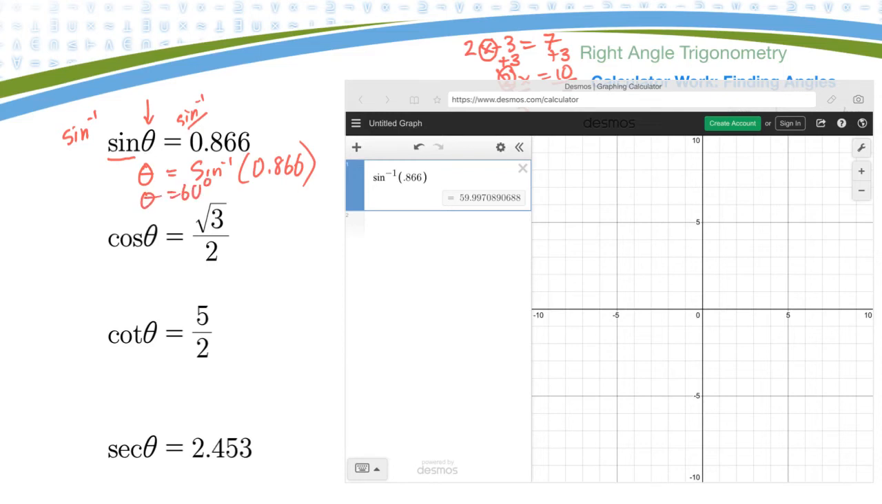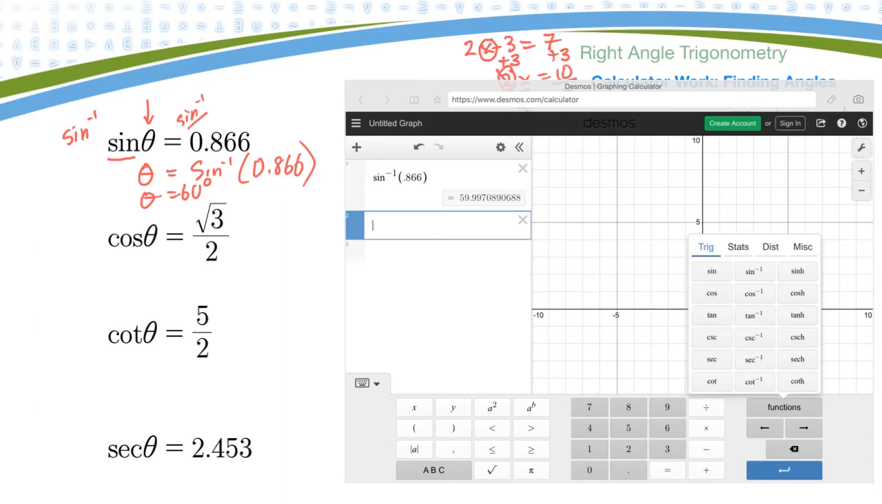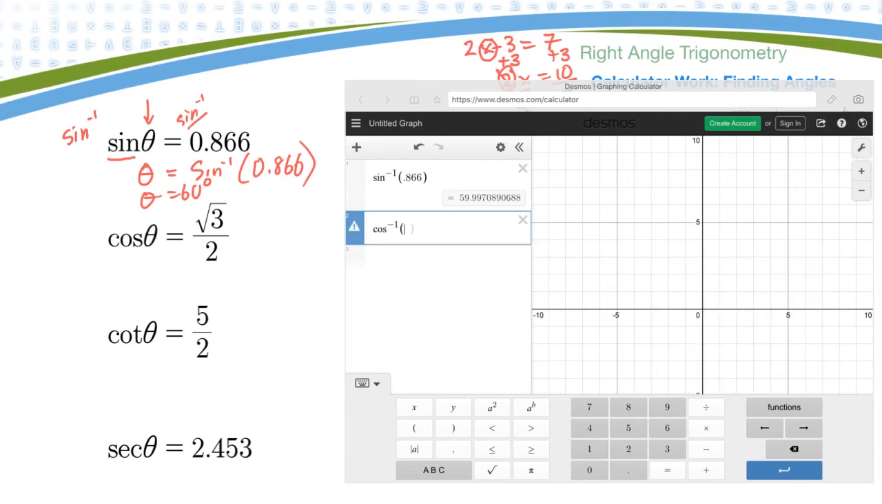Try that next one. Again, use decimals or use whatever graphing calculator you have, or a calculator. I'm going to go, so I need to arc cos both sides. So I'm going to arc cos and then root 3 over 2. Root 3, where's my root? 3. And then I'm going to go over a little bit, divided by 2. There we go. So the arc cos of root 3 over 2 is 30 degrees. So here, theta is equal to 30 degrees.